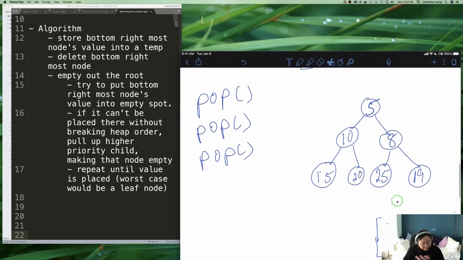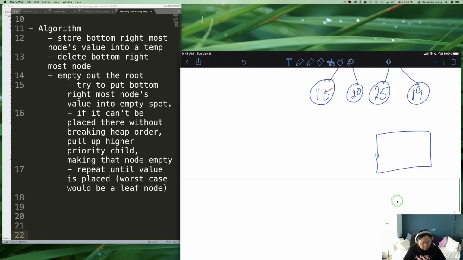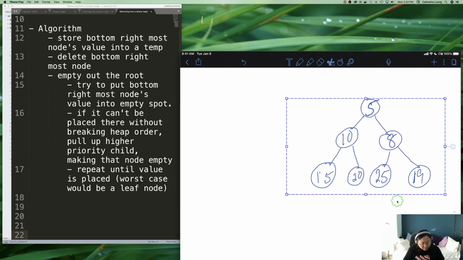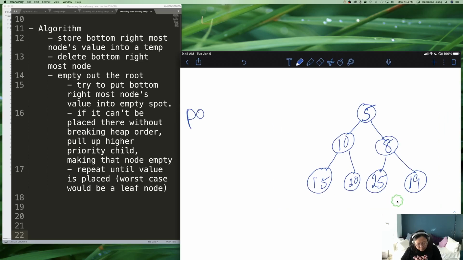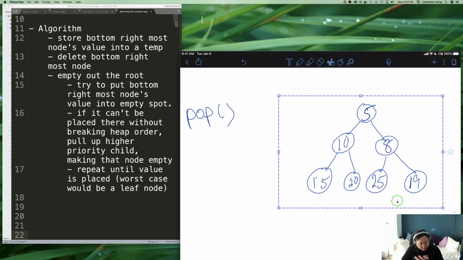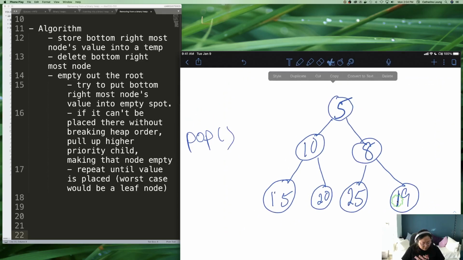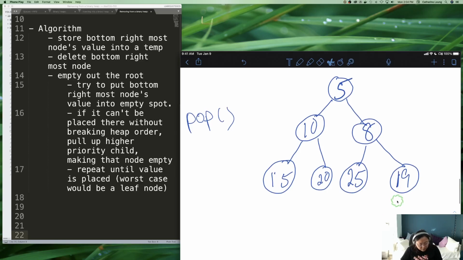Now, if we pop again, bottom rightmost node is now 19. So this is after 1 pop, this is what we have. To make it a little bit clearer, I'm going to just take this. Now we do it again. So this is our second pop. Where do we go from here? We do exactly the same algorithm as before. I just want to make it a little bit bigger. It's a little bit easier to manipulate.